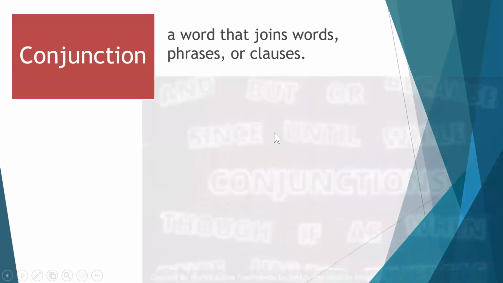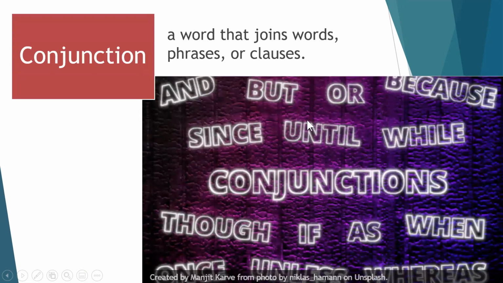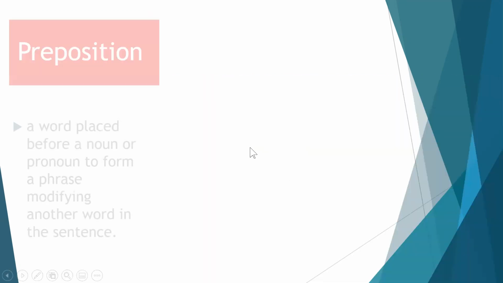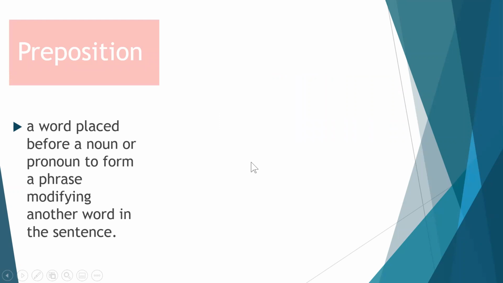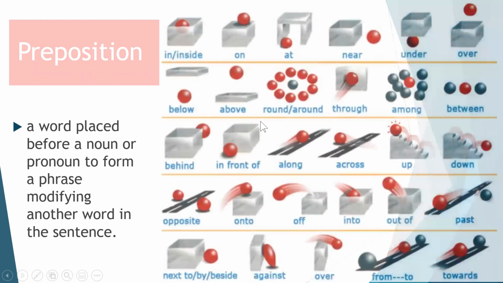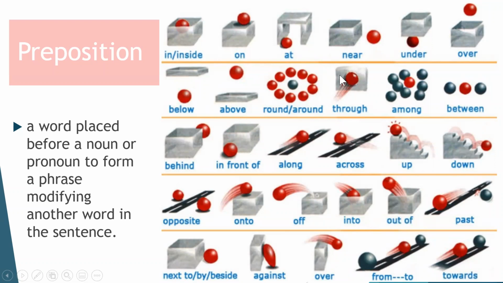Conjunctions are joining words. Okay, and, but, or, because, since, until, while, though, when, if, as, so many conjunctions, so important for linking and joining words together and phrases together. Prepositions. Okay, a preposition is a word placed before a noun or pronoun to form a phrase modifying another word in a sentence. So confusing, right? Basically, you see this picture? These are all prepositions. And when I was studying Tetun, I had such a difficult time learning all the prepositions.